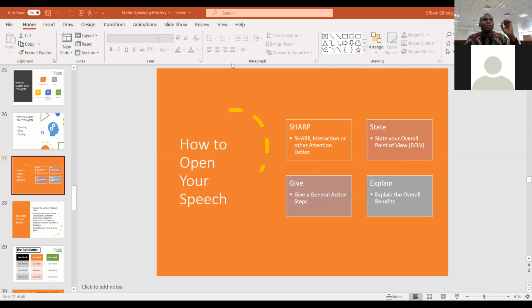The second thing after you've gotten the attention is, tell them your point of view. For example, after you've gotten the attention, you could state the overall point of view by saying, people in this era of post-COVID-19, businesses are going to be much more successful than pre-COVID-19. That's your point of view. That's what you want to say. So you state your overall point of view that you want to share with them.